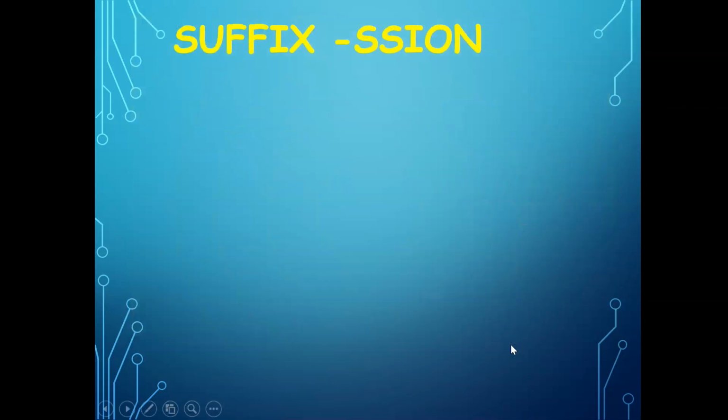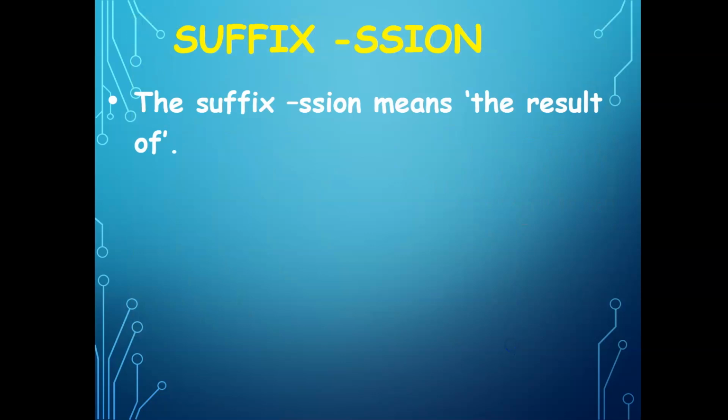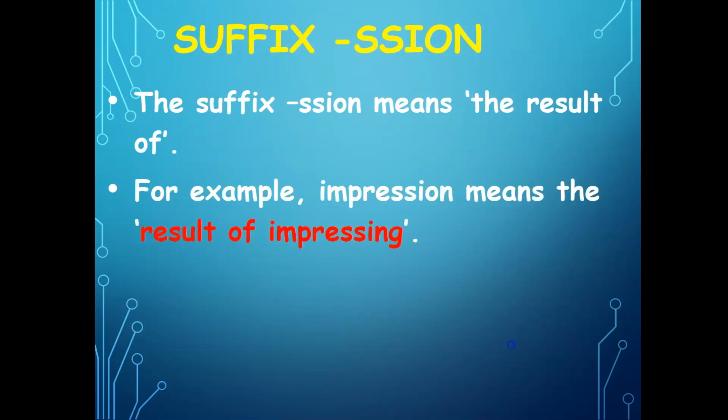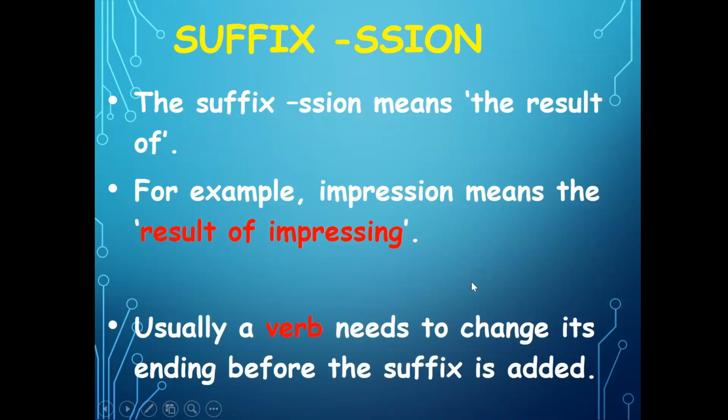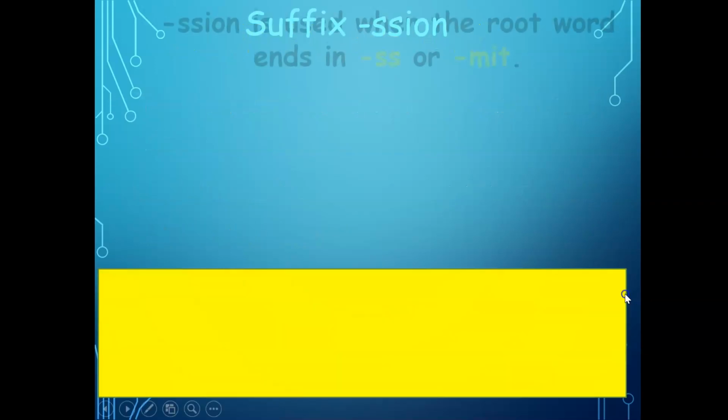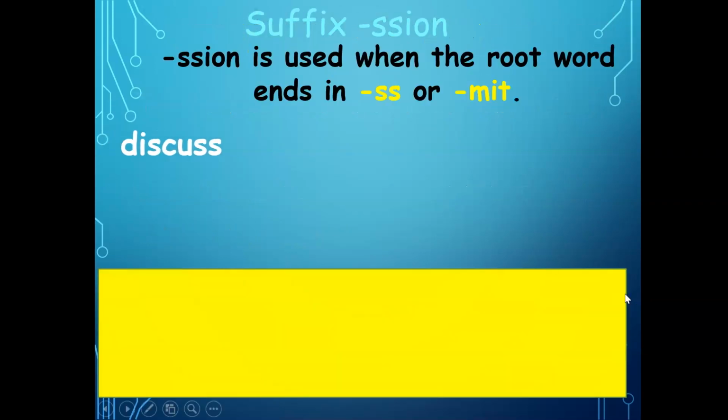so let's now concentrate on ssion. The ssion means the result of. For example, we can say impression. Here we have added ssion and the meaning is result of impressing. It's the result of something. Usually a verb needs to change its ending before the suffix is added. So ssion is used when the root word ends in ss or mit.